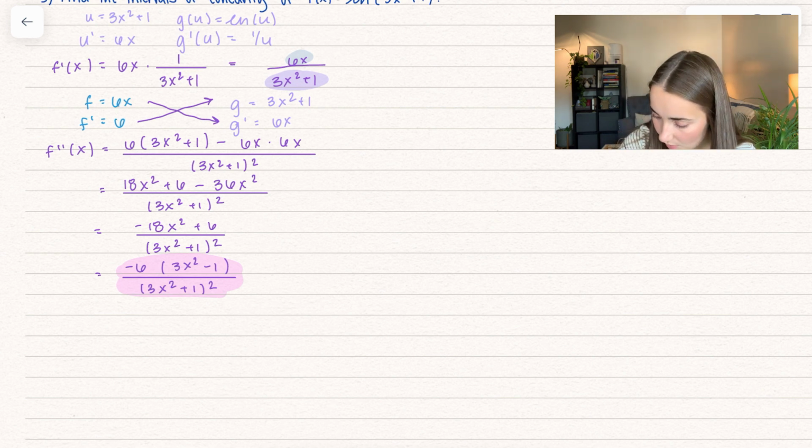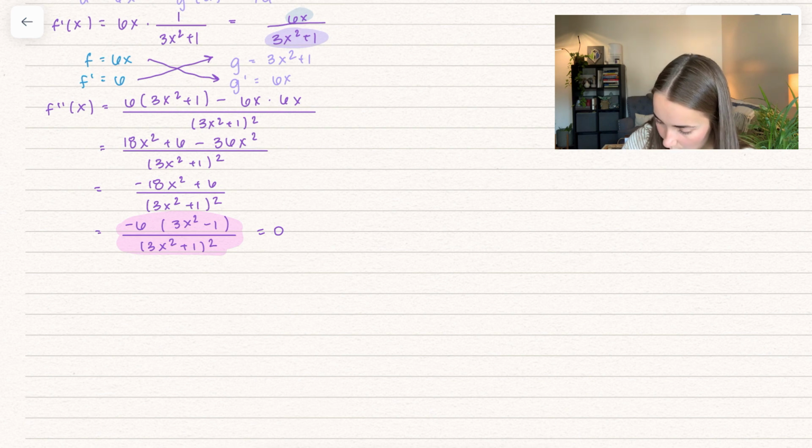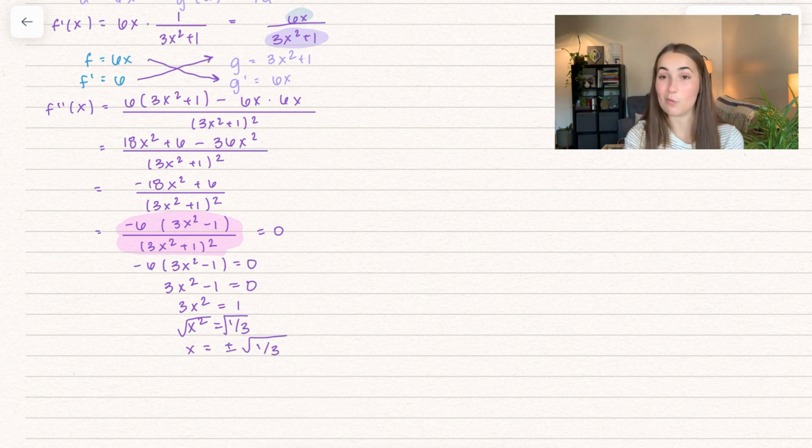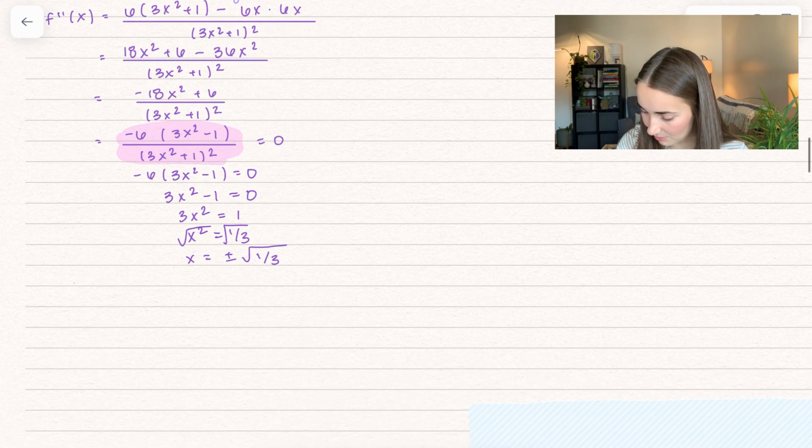So remember here, we want to set this equal to 0. Let's think about our denominator. Our denominator is never going to equal 0 because 3x squared plus 1, we're not going to find an actual value that gives us 0. So all we have to do is worry about setting the numerator equal to 0. So if I divide both sides by -6, I get 3x squared minus 1 equals 0. Adding over that 1, I get 3x squared equals 1, and I can divide both sides by 3 to get 1/3. And now I want to get x all by itself, which means I need to take the square root of both sides. So I get both positive and negative square root of 1/3. So let's go ahead and set up our number line.